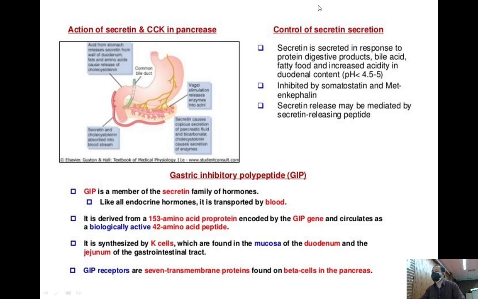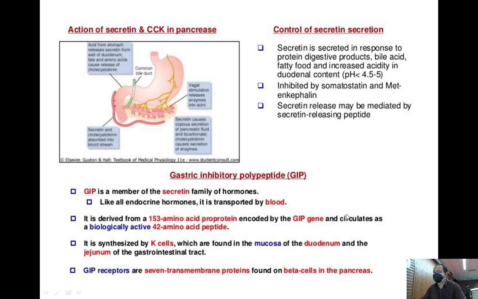Okay, so what controls secretin? The acidic chyme, number one. Of course, protein digested products, number two. And of course, these are factors that increase the secretion of secretin. But then you have somatostatin and met-enkephalin, which inhibit the secretion of secretin from the S cells. Okay, so these are the controlling factors of secretin secretion.